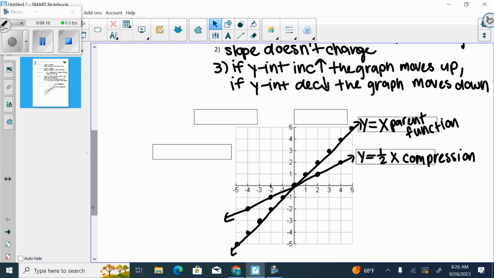Okay, the next type of change we talked about was a vertical stretch, which we said means our graph is going to be steeper, right? So if I want it to be steeper than the parent function, I would just pick a slope that is larger than 1. Yeah, 2 works. So we could do y equals 2x. This is going to show a stretch. Again, starting at 0, 0, this time going up 2 and over 1.